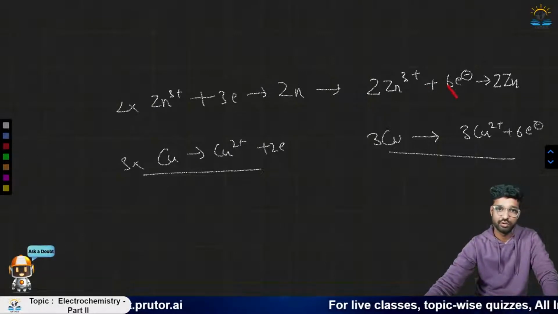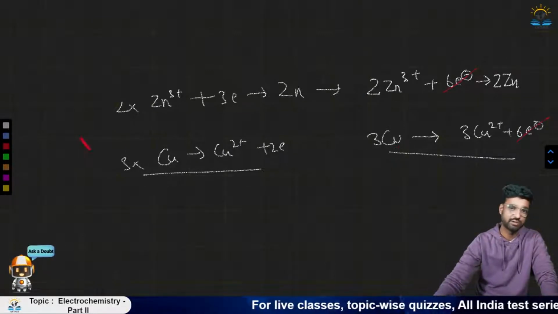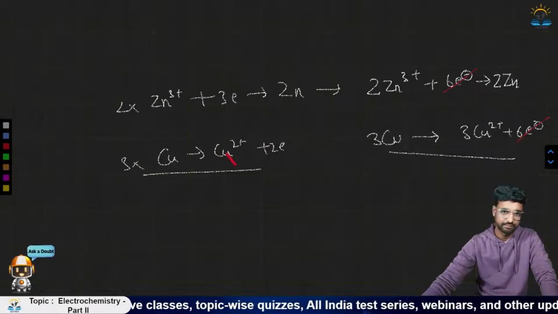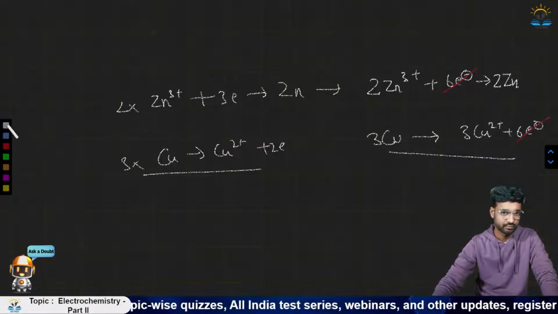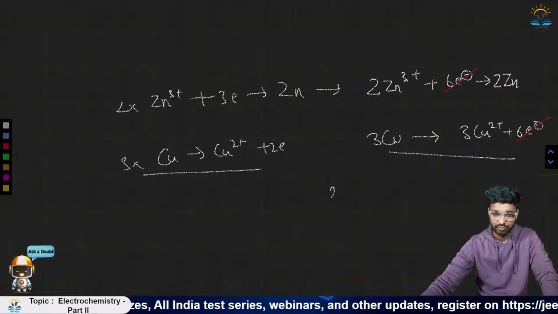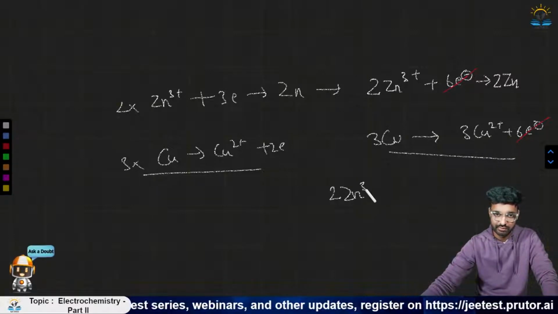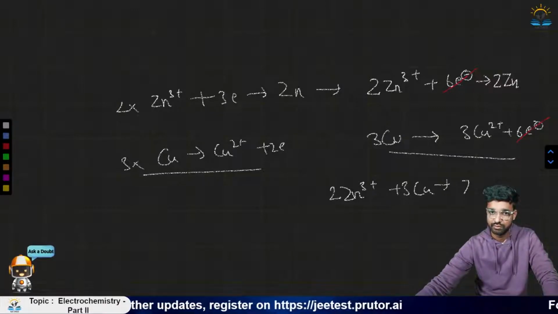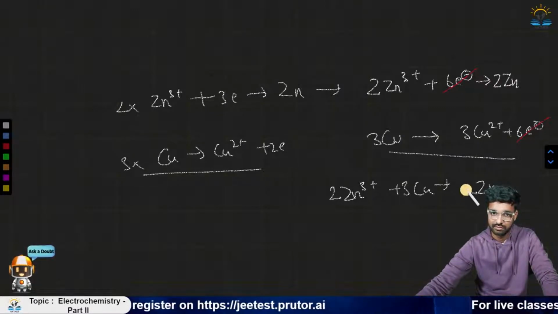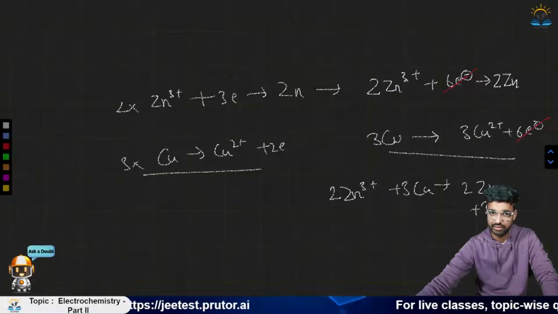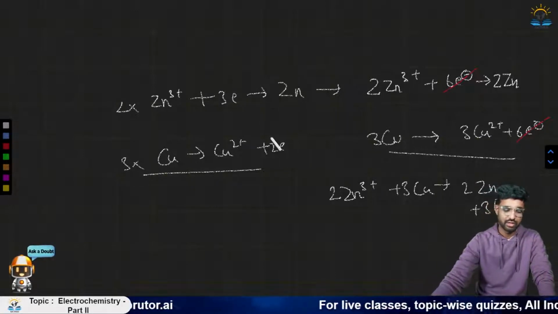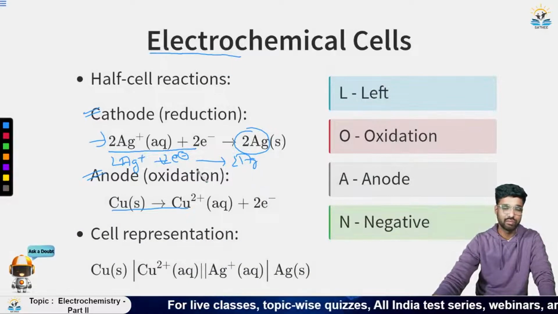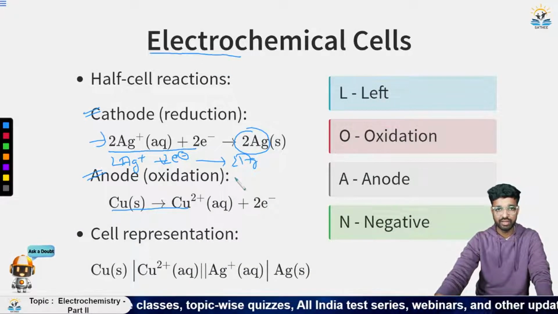When we add both of these equations, the 6 electrons get canceled, and we get the equation 2Zn3+ plus 3Cu gives 2Zn plus 3Cu2+. So the point I want to make here is that we have to balance the number of electrons so that electron neutrality is maintained.